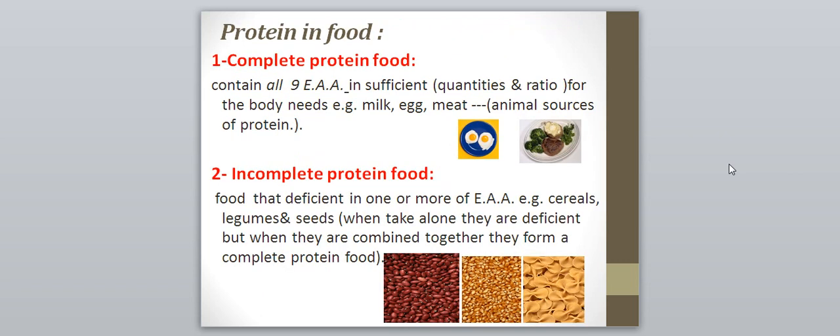Protein in food: there are complete protein foods. They contain all the 9 essential amino acids in sufficient amount, in the quantity and ratio the body needs. For example, milk, egg, meat, they are animal sources of protein. They are complete protein foods. While incomplete proteins contain a deficient amount of one or more of the essential amino acids, for example, the cereals, the legumes, and seeds. When they are taken alone, they are deficient. But when they are combined together, they form a complete protein food. So we have to combine 2 or more of these 3 types of incomplete protein foods to have a complementary diet.